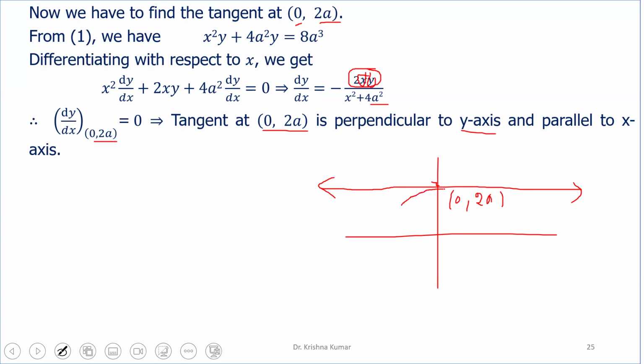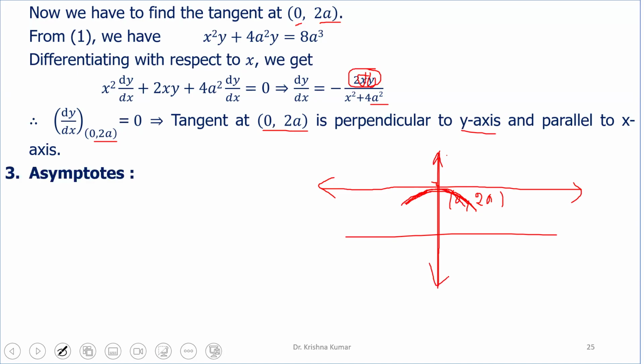Now this is what we can write down like this. This is the tangent at origin. And we have already seen that the curve is symmetric about the y-axis. So now we are getting the same type of branches in the left hand side of this y-axis as well as the right hand side of this y-axis.